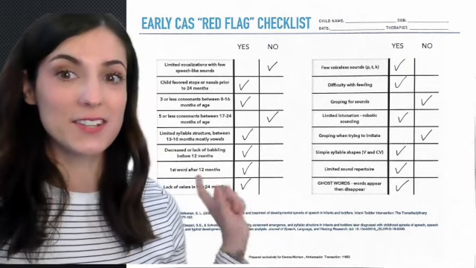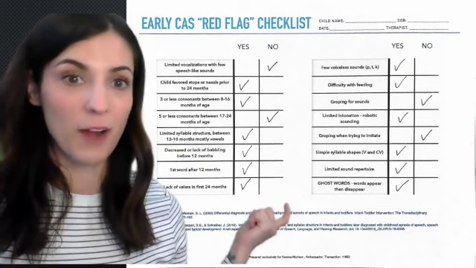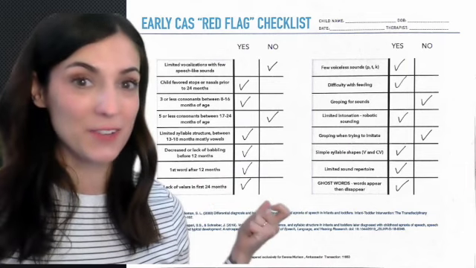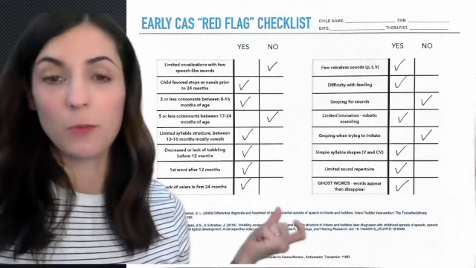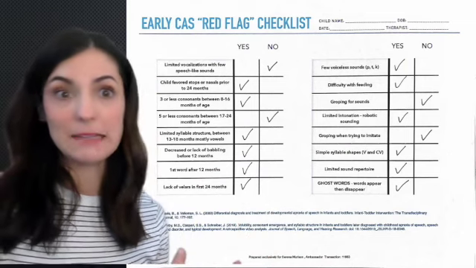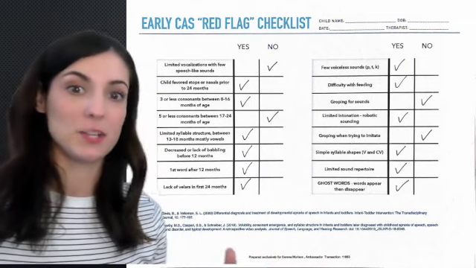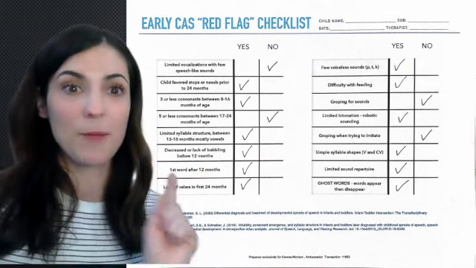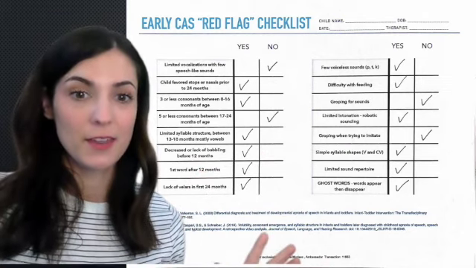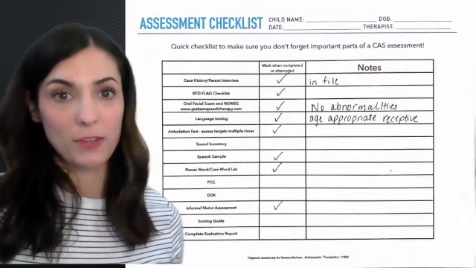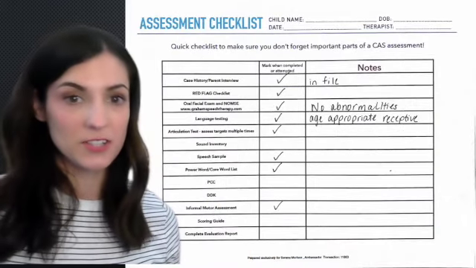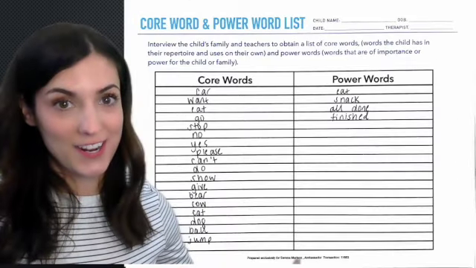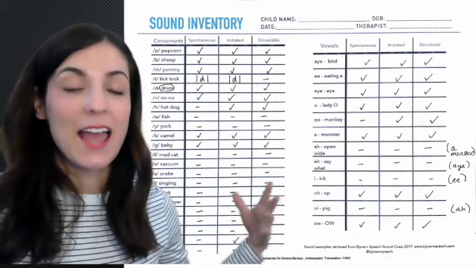Flag checklist. So this is something that I had never used before either. These are just nice kind of indicators for you and parent to see if we're working with somebody who might really be demonstrating CAS or not so much. So just walking through a family checklist with this, it's really helpful for them and for you as the clinician. And then, going through the assessment checklist, did you do a language assessment? All of this stuff is in there. And case history, core word list, and then the sound inventory.